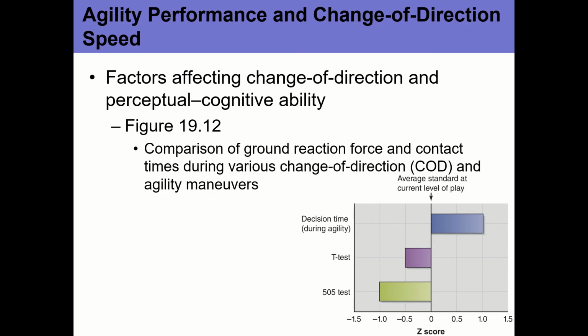All right, so agility and change of direction. As mentioned, one of the key differentiators here is that agility involves the perceptual component, so being able to anticipate a change of direction and respond to the defender or offensive player, whatever you're doing.